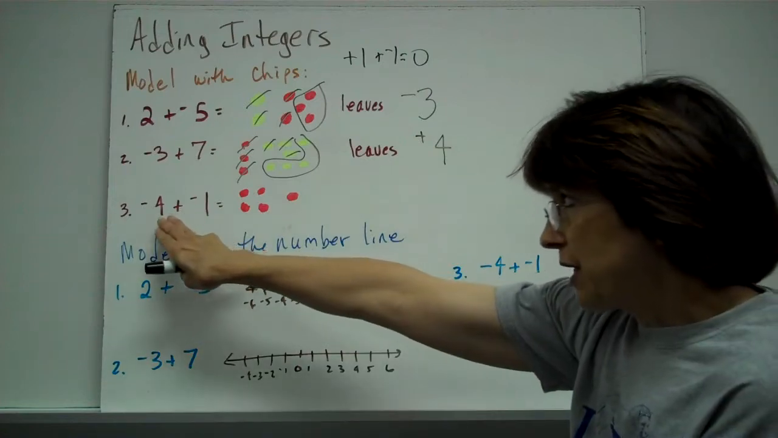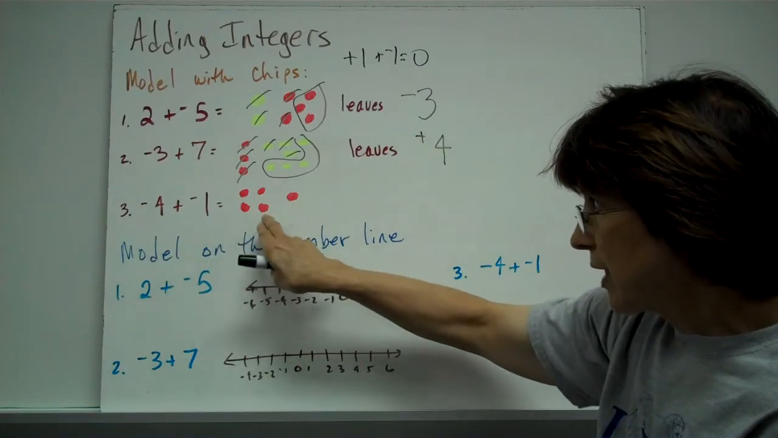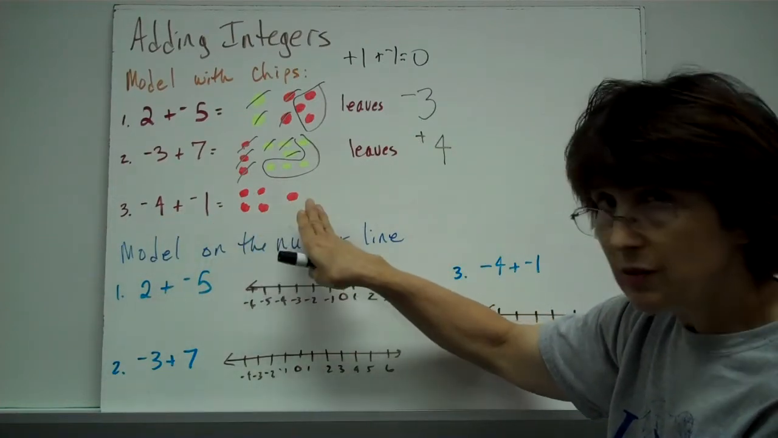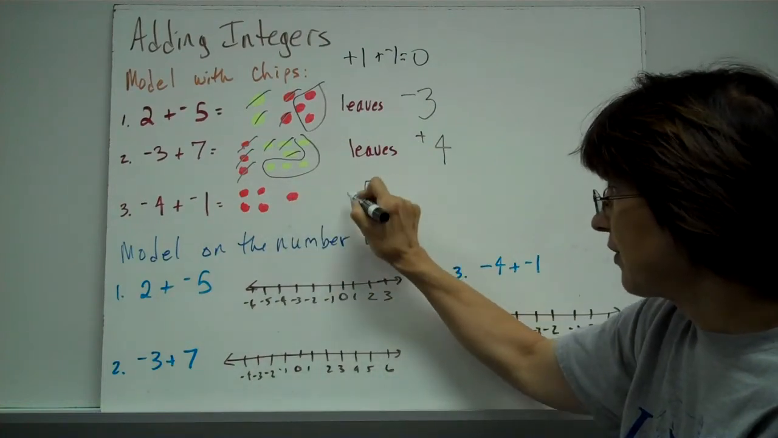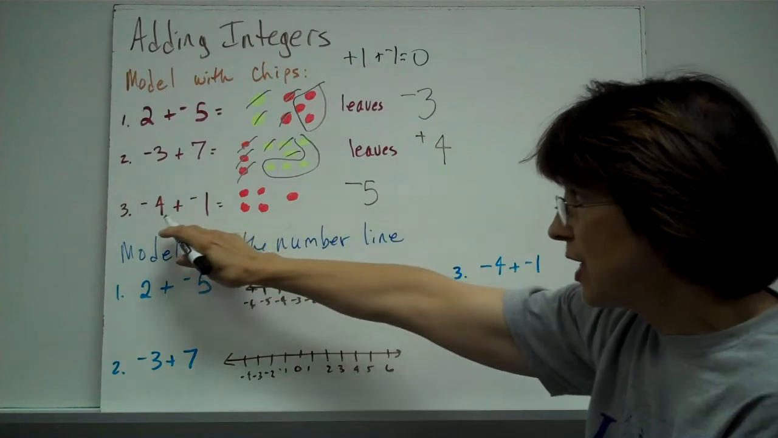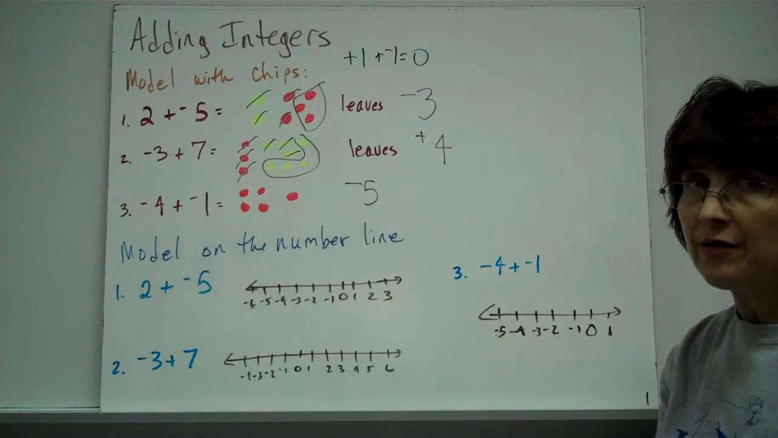Now if I have negative 4 plus negative 1, well that's 4 reds plus 1 red. There's no 0 pairs, so it just simply is going to leave us with 1, 2, 3, 4, 5, and it's red, so it's negative 5. So negative 4 plus a negative 1 is negative 5.